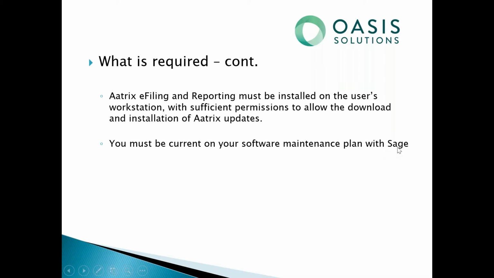But if you are not current with a plan, the integration with Atrix will not work, and there's no way to get around that. When you try to access Atrix, it goes out and checks your licensure and confirms that you are current with your maintenance. Also, the workstation that is going to be printing the W-2s and accessing Atrix must have an active internet connection because Atrix is cloud-based. So you do want to make sure that you have an active internet connection on that workstation.